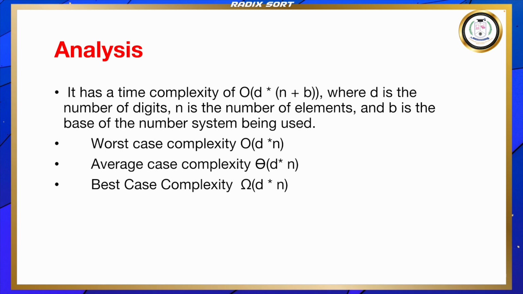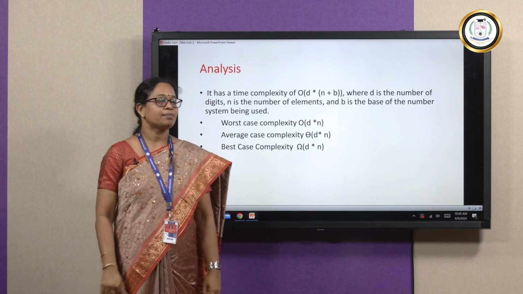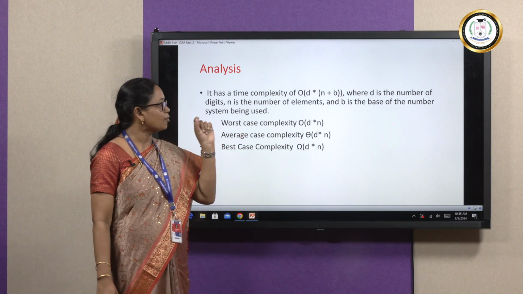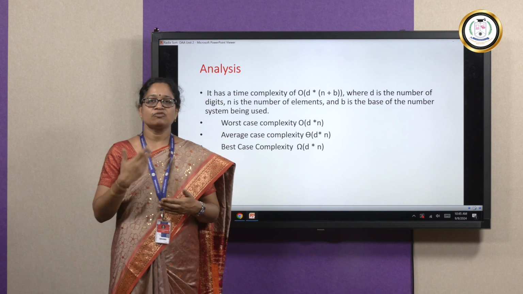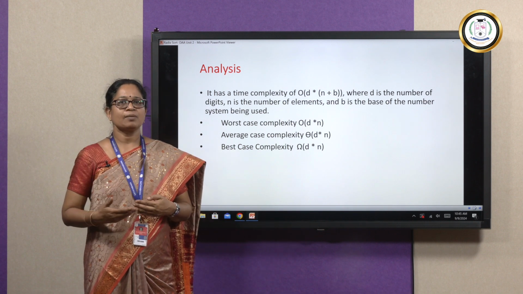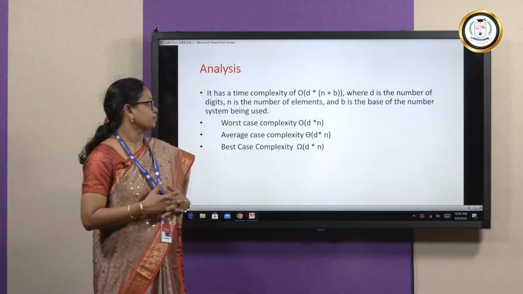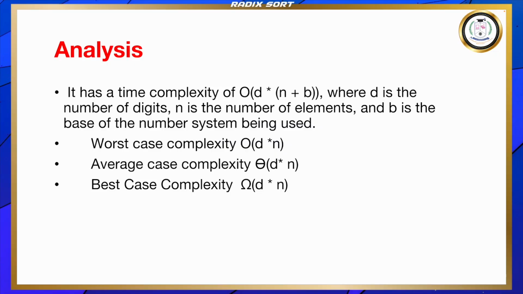So the time complexity of Radix sort is given by big O of d multiplied by (n plus b). Here d is the number of digits, n is the number of elements, and b is the base of the number system used. So the base can be 2 if it is a binary number. If it is a decimal number, the base will be 10, and so on. So the base is a constant.